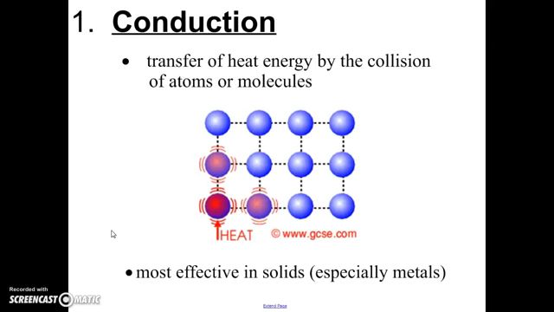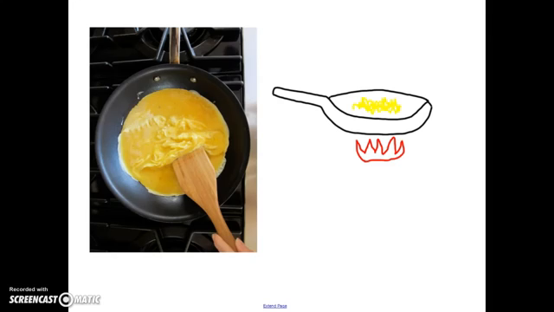When you think about the tools we use to cook with, our pots and our pans are made of metal, because metals are excellent conductors. When you make scrambled eggs or anything that you cook in a pan or a pot, does the food actually touch the fire? No, obviously it doesn't. What happens is that the heat from the flame makes the molecules at the bottom of the pan start to vibrate.